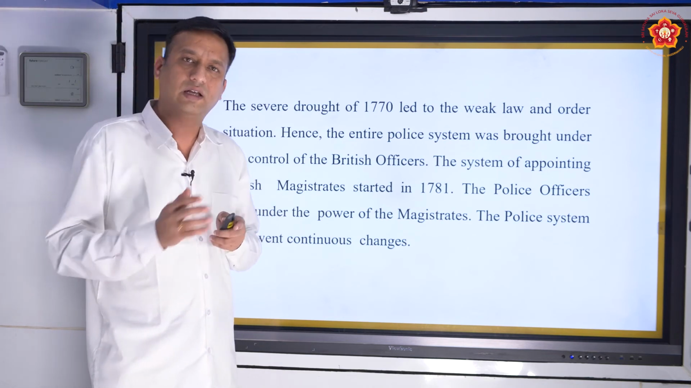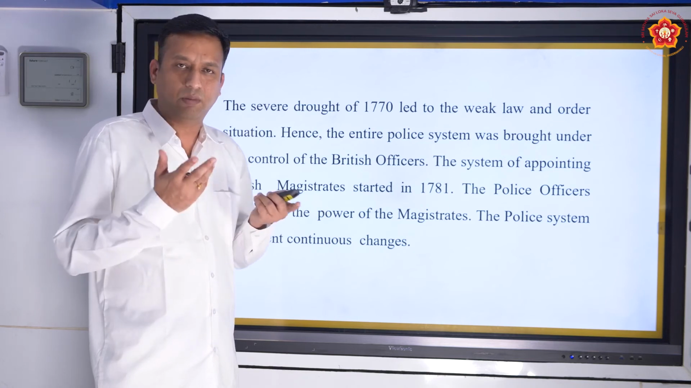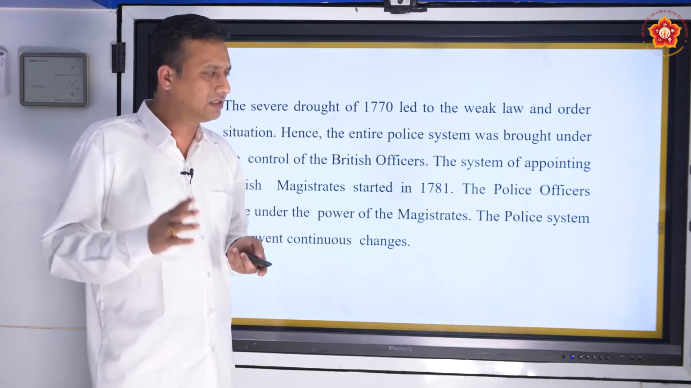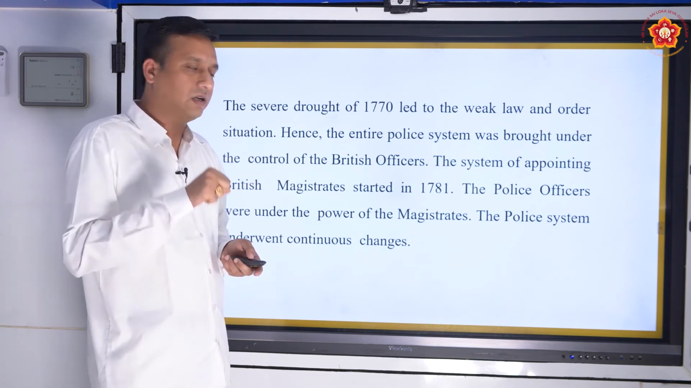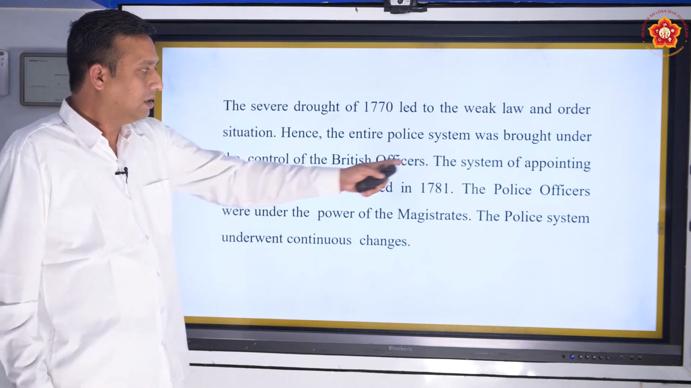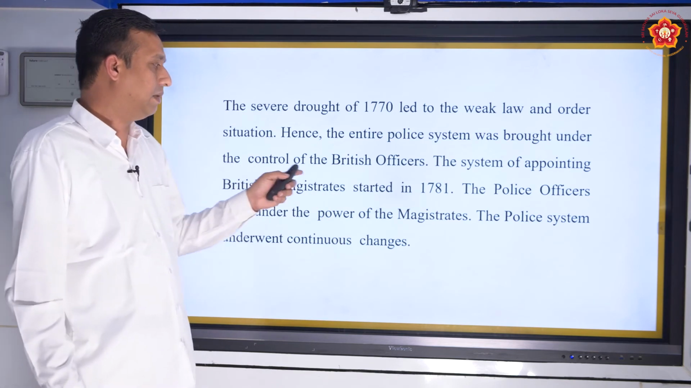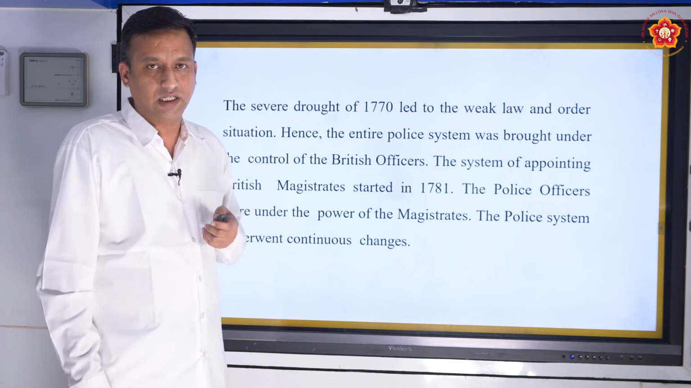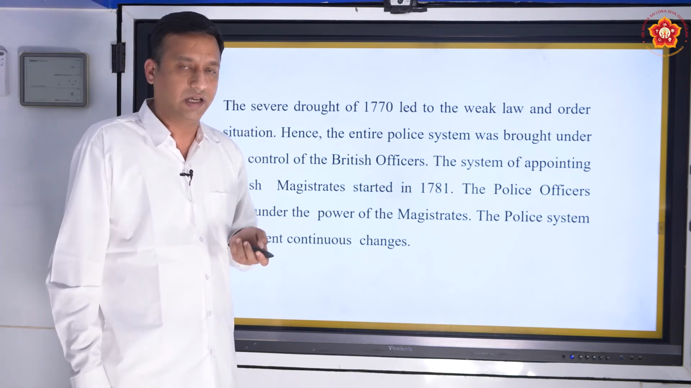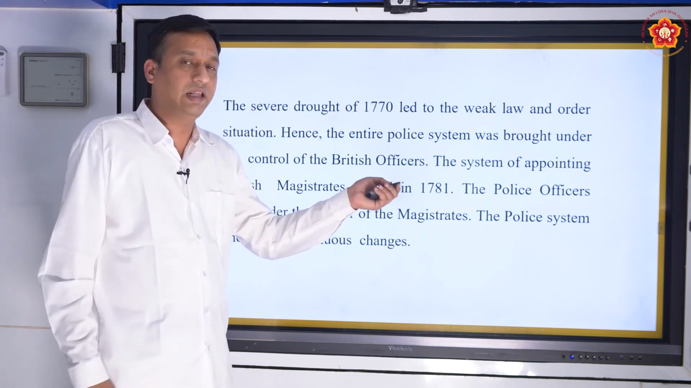When they don't have food to eat, they will rob from others, crime will take place, murders, so a lot of things will take place. The British observed this and brought all things under their control. The system of appointing British magistrates started in 1781. Today what you call district magistrates, DM, DC, Deputy Commissioner. So it started in the year 1781.